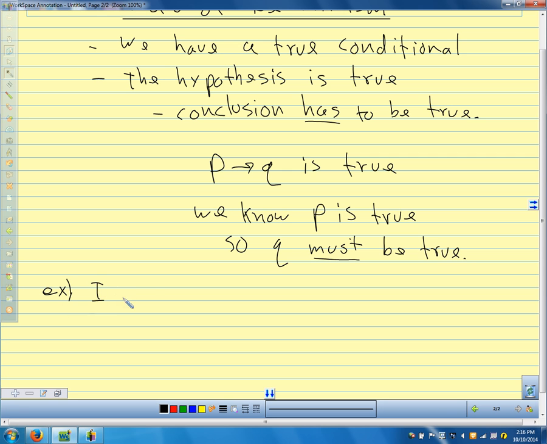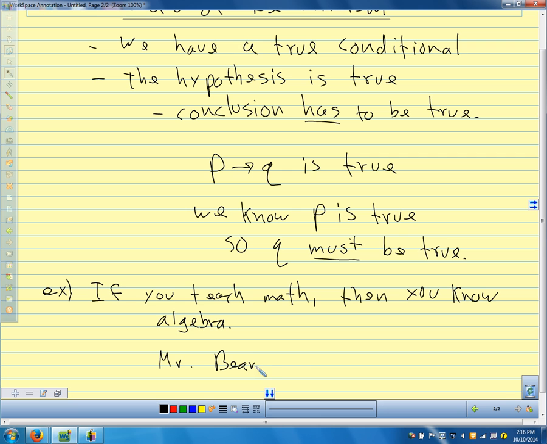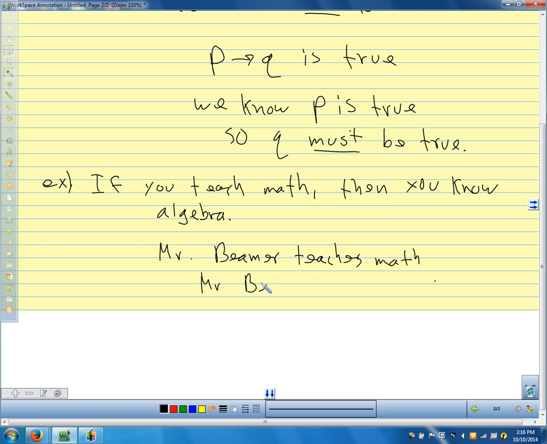If you are a math teacher, so if you teach math, then you know algebra. Mr. Beamer is a math teacher. Therefore, what? Mr. Beamer knows algebra. So that's how we would use the law of detachment in math. Mr. Beamer teaches math, therefore Mr. Beamer knows algebra. If we start with a true conditional, and we know the first part is true, the second part has to be true.